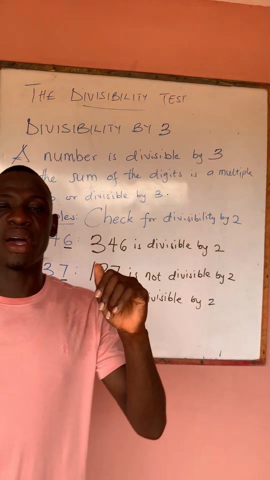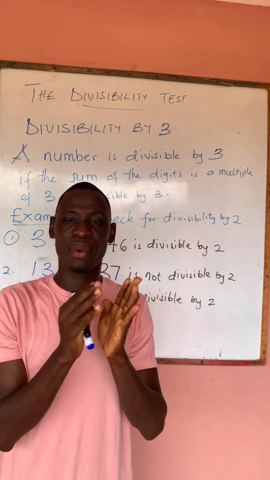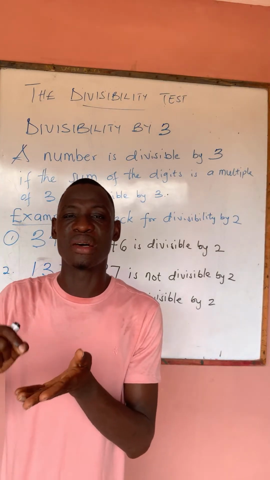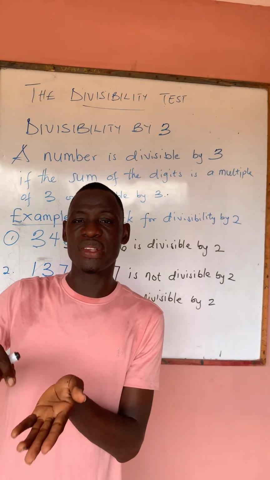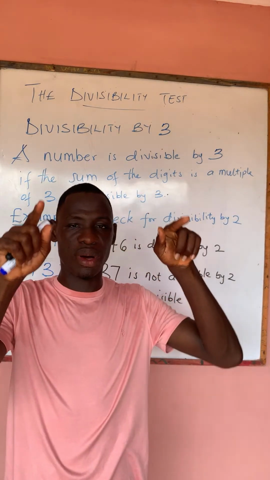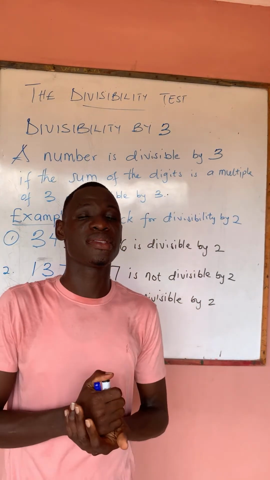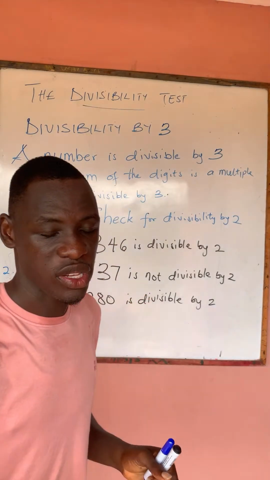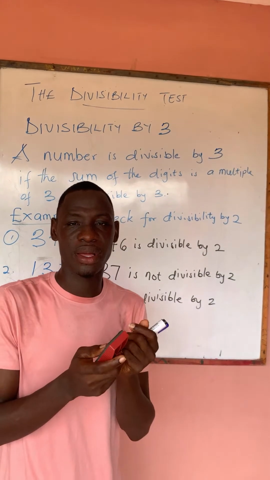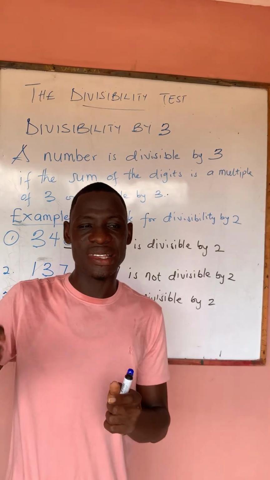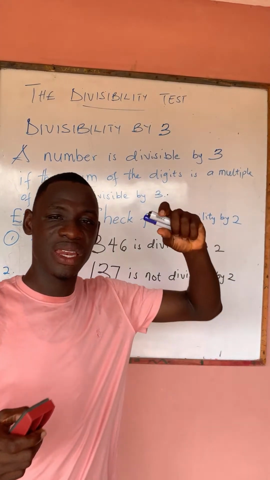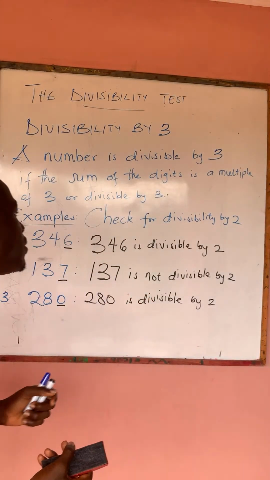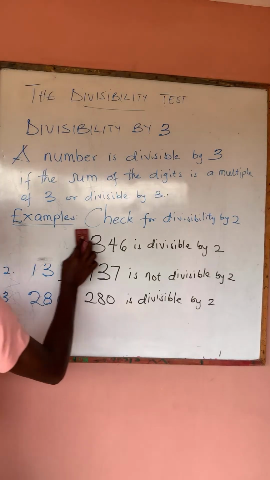for the number to be divisible by 3, you add up the digits in the number, okay? And if the answer you get is a multiple of 3, or is divisible by 3, then the whole number given you initially is divisible by 3. Hope you get it. So what you do is that you first of all add up all the digits in the number. If the sum of the digits is a multiple of 3, then the given number is a multiple of 3, or is divisible by 3. Okay? So let's take some examples.